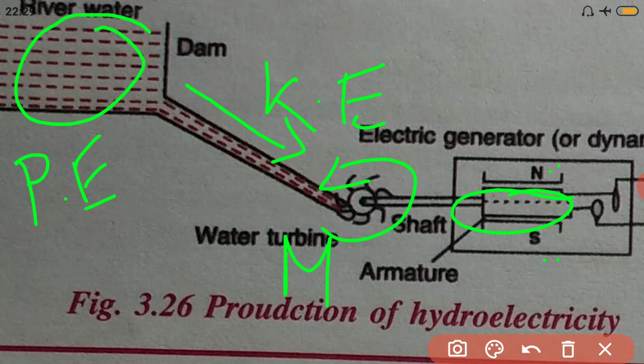So when it rotates in the magnetic field, what is a magnetic field we will learn afterwards, it can produce electricity. So finally potential energy will change into electrical energy. In this case potential energy will change into electrical energy, but in between we have kinetic energy and mechanical energy as well. So this is the end of the chapter on energy, right?